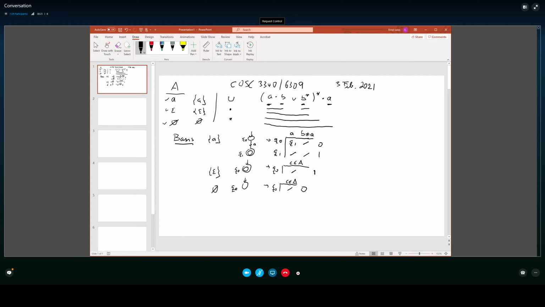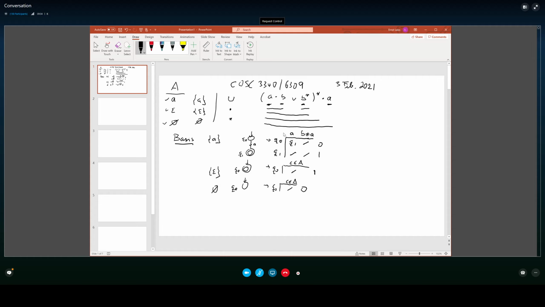We go with the basis elements, and that means we have A, B, B, A. These are basis elements, and then we apply one of the 3 constructions, concatenation, union, or star, and that then allows us to carry this out systematically. So the basis we've dealt with. Now we have to do the construction. We will do first the union construction, then the concatenation construction, and then the star construction.